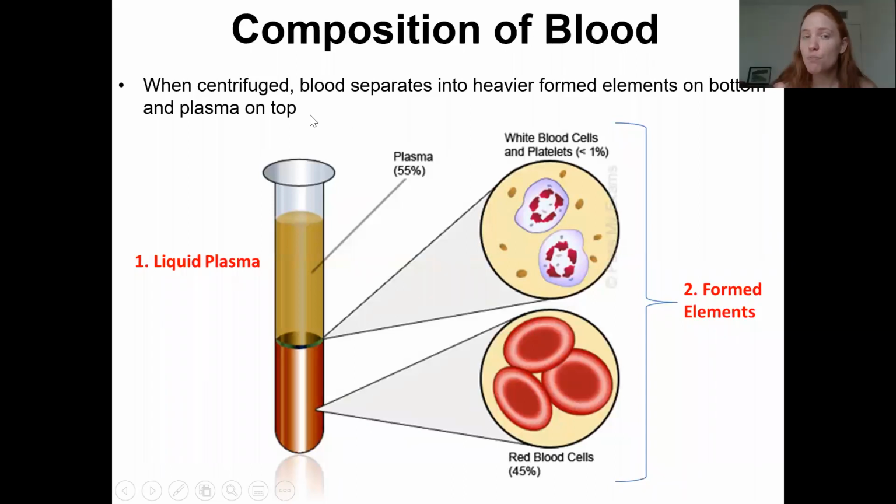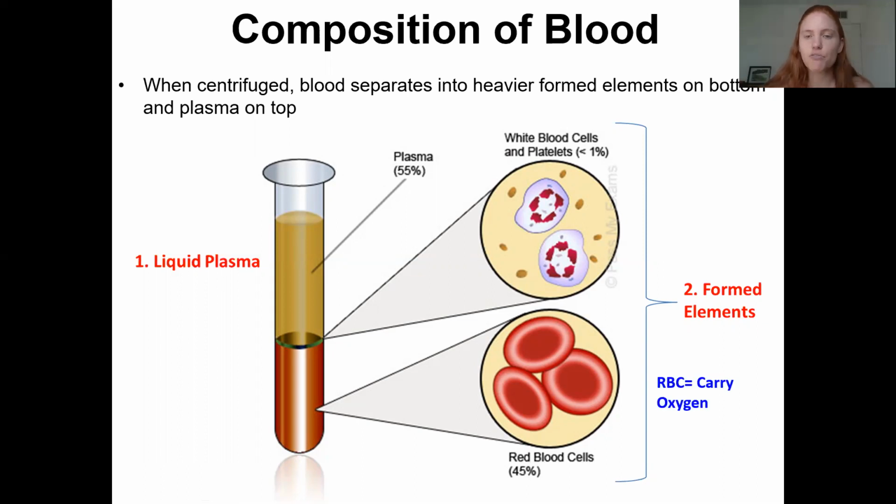You have the liquid part, which is called plasma. That would be the matrix, since this is a connective tissue. That's the plasma there. And then you have what's called formed elements. And formed elements just means that it is either a cell or a piece of a cell. Okay, so the three different formed elements are the red blood cells, also known as erythrocytes, the white blood cells, also known as leukocytes, and then the platelets, which are also known as thrombocytes.